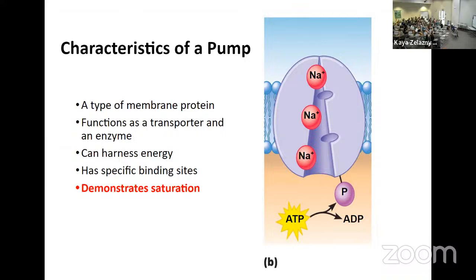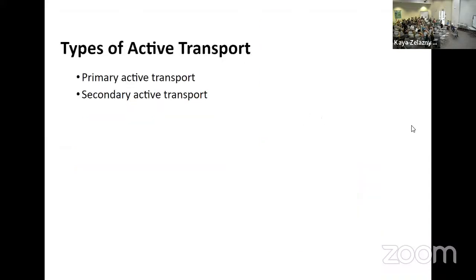Like our carriers that we were talking about with facilitated diffusion, we do have saturation, so they can get full, right? And in fact, we are waiting for 3 sodiums to fill in these 3 binding sites. Now we will talk about the other side of that in a little bit when we have our potassium coming in on the opposite side, because sodium potassium pumps do a kind of switcheroo.